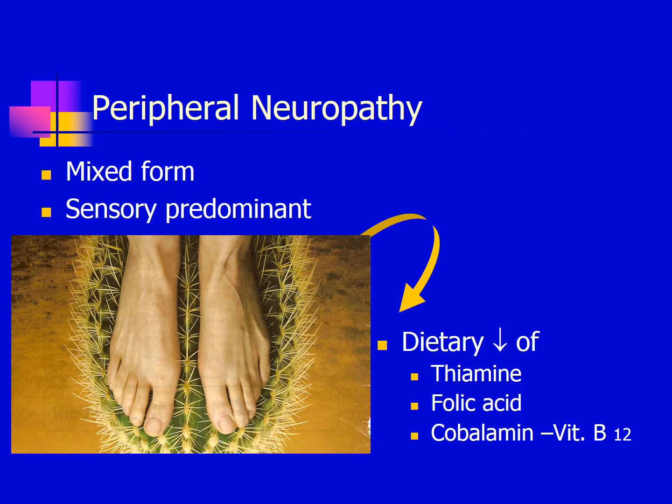Peripheral neuropathy is also a complication. It's a mixed form, sensory predominant. So a diet that is low in thiamine, folic acid, and vitamin B12. Next slide.